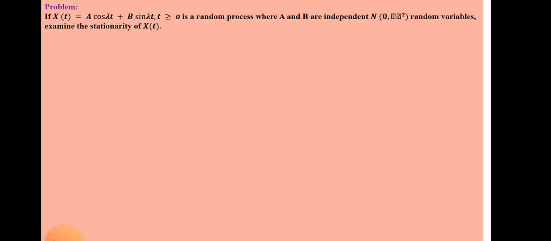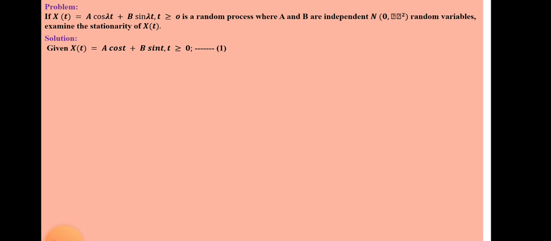Next problem: X of t is equal to A cos lambda t plus B sin lambda t, t greater than or equal to 0, is a random process where A and B are independent and normal variates with mean 0 and variance sigma squared. Examine the stationarity of X of t. So we are going to check whether this random process is stationary.